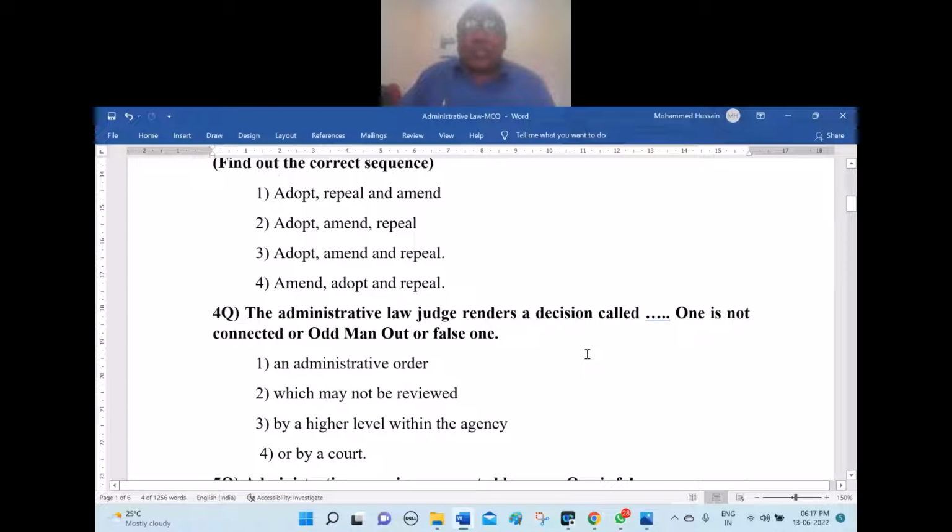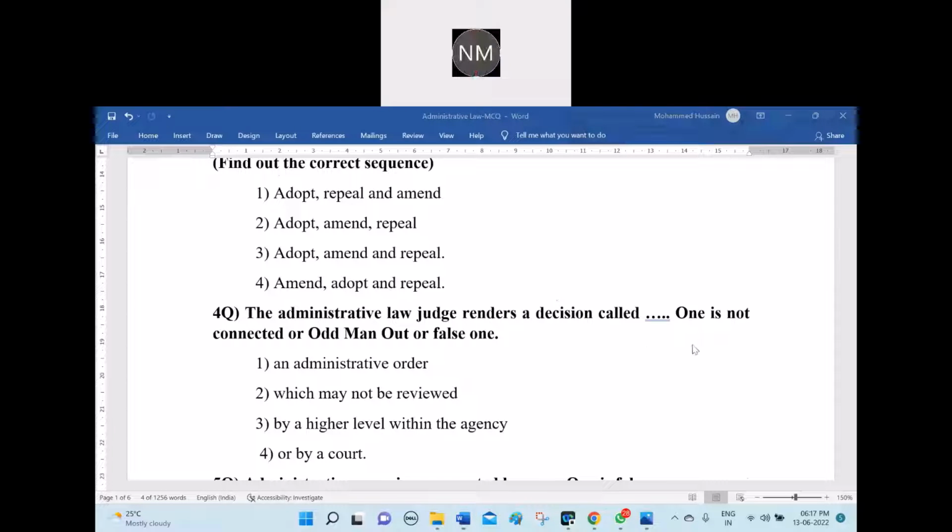Yes, anyone can unmute and read? Fourth question. The administrative law judge renders a decision called dash. One is not connected, or odd man out, or false one. Number one, an administrative order. Two, which may not be reviewed. Three, by a higher level within the agency. Four, or by a court.